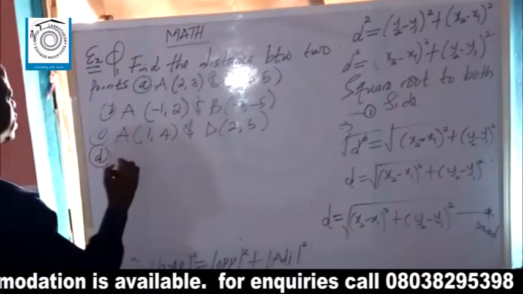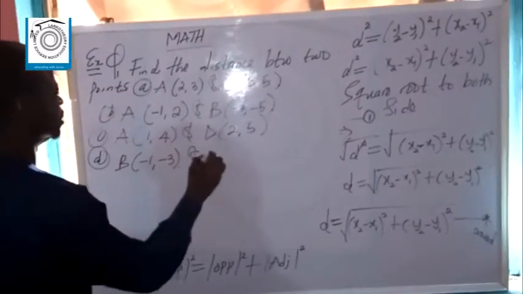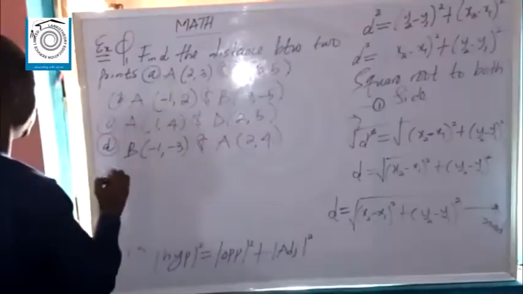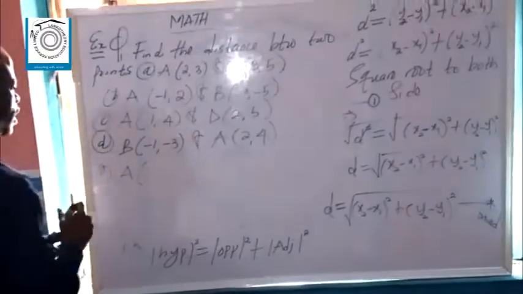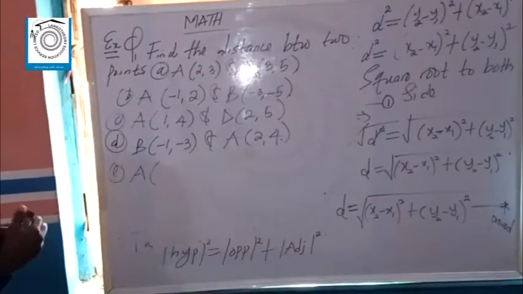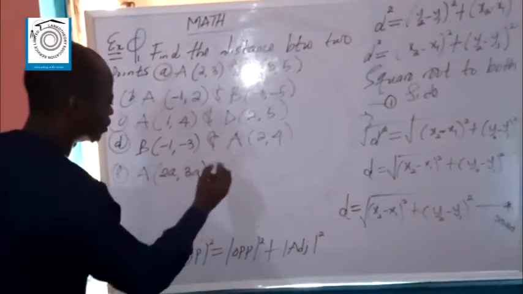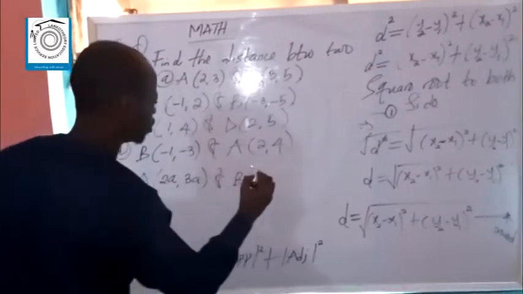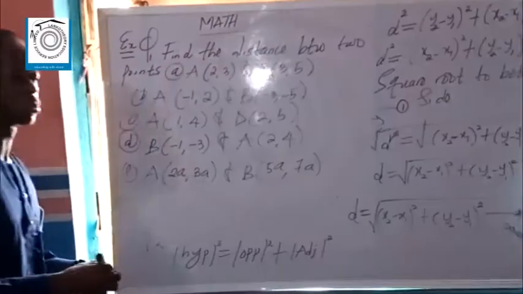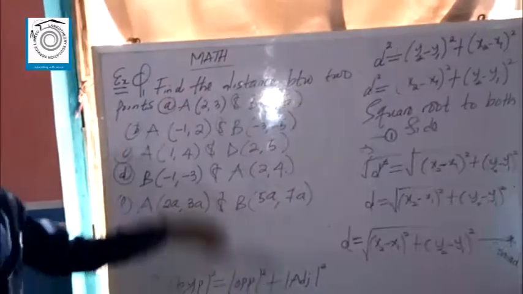If I have a point, let's say point B, which is (-1, -3), and point A is (2, 4). Likewise, if I have a point A, we can have something like (2a, 3a), and another point B with coordinates (5a, 7a), where a is an arbitrary constant which can take any value. Eventually, we are given it in the form of a, where a is a constant.